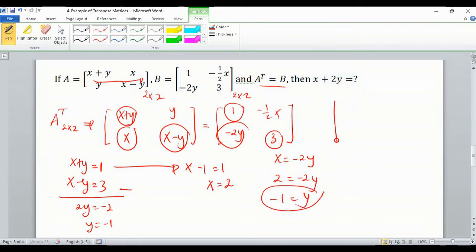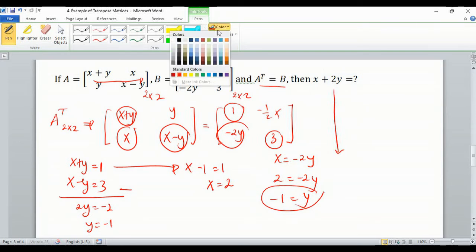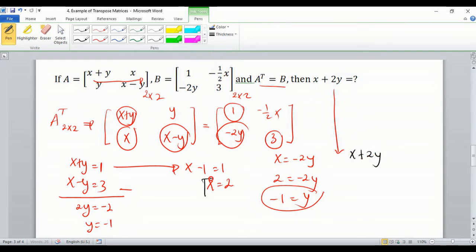So we want to find, let me change the color, x plus 2y. So we have x is equal to 2, and y is equal to minus 1. So 2 minus 2 is 0. So guys, if you want, just choose one, not all of the matrix, it doesn't matter, as long as you can compare which equation is easier for you to solve this problem. I hope you understand. So now let's jump to another example.